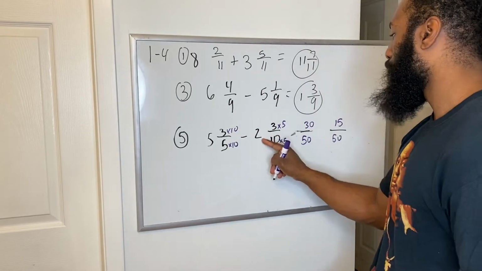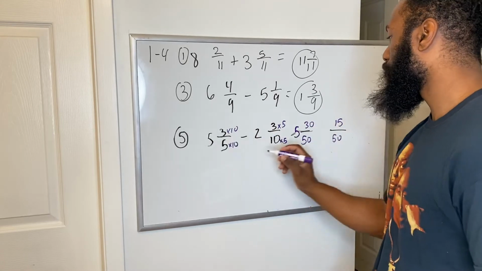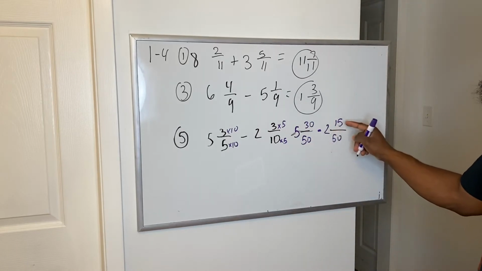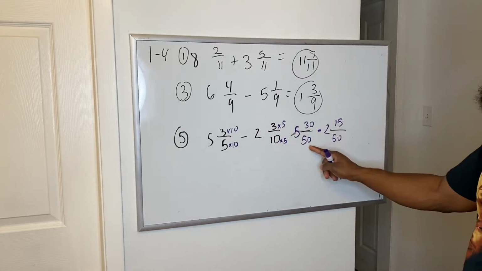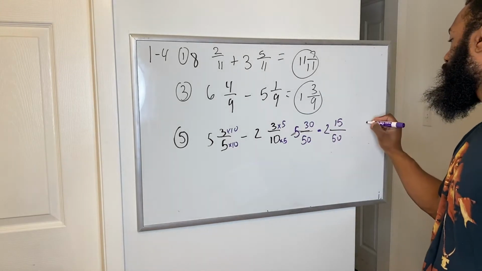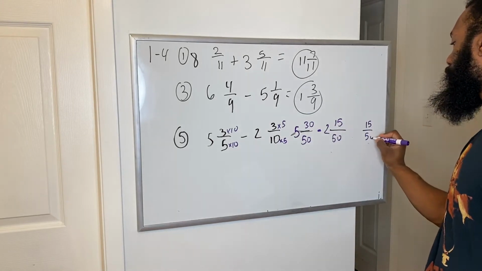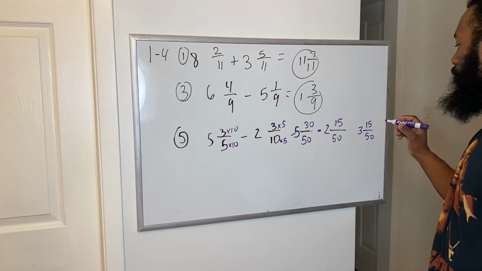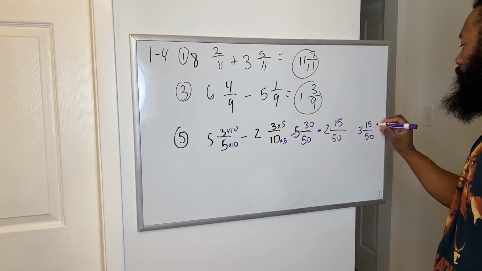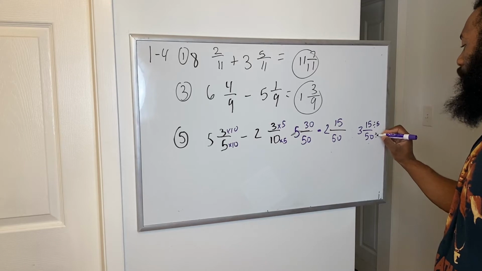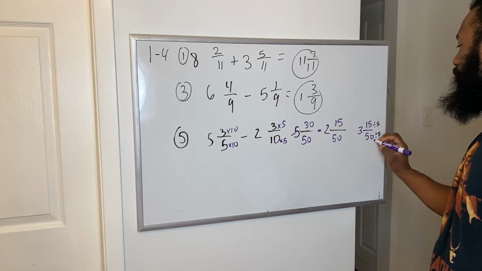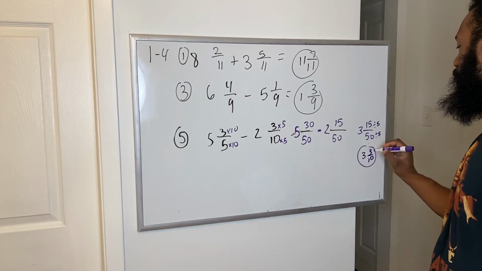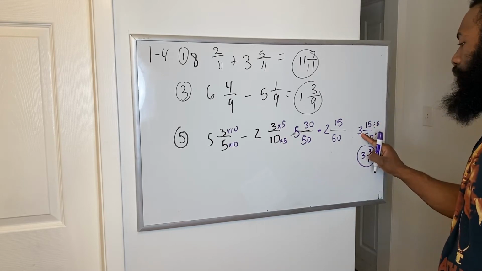Then I keep my whole numbers, 5 and 2. So now I've got 5 and 30/50 minus 2 and 15/50. Now I have the same denominators, so I can subtract. 30 minus 15 is 15. I keep my denominator. 5 minus 2 is 3. And if you want, we can reduce this fraction. The greatest common factor is 5. 15 divided by 5 is 3. 50 divided by 5 is 10. So this could either be 3 and 3/10 or 3 and 15/50.